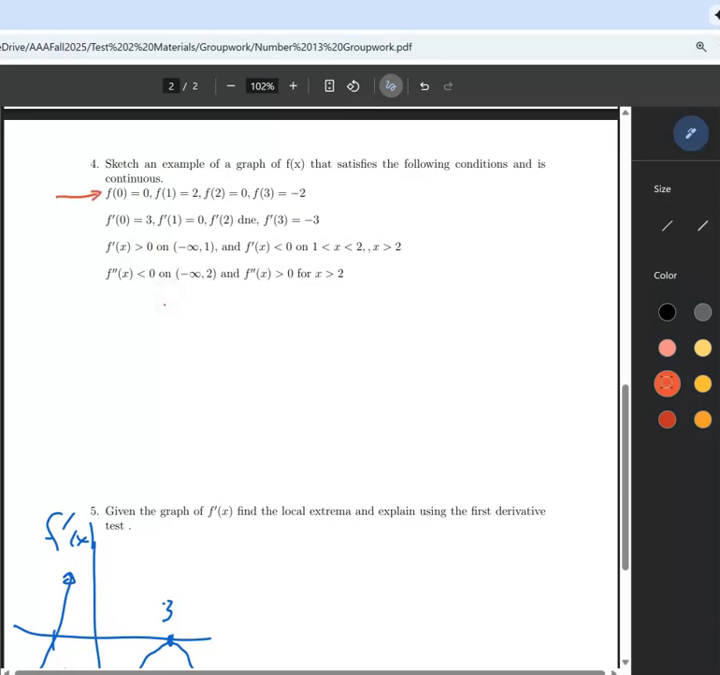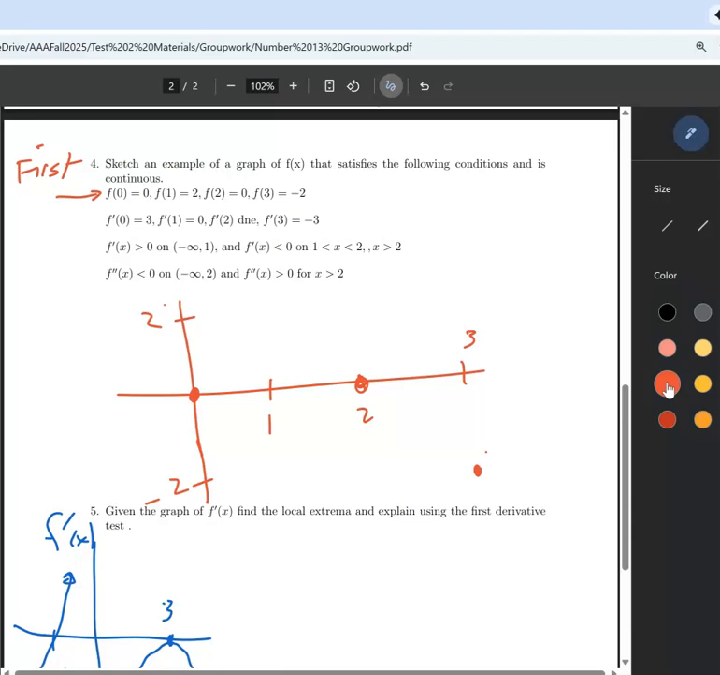So what I'm going to do first is I'm going to plot these points. Don't always give points, but this one I do. So f of 0 is 0. F of 1 is 2. Make sure you leave lots of room between things. F of 2 is 0. And f of 3 is negative 2. So make sure you space them apart from each other.